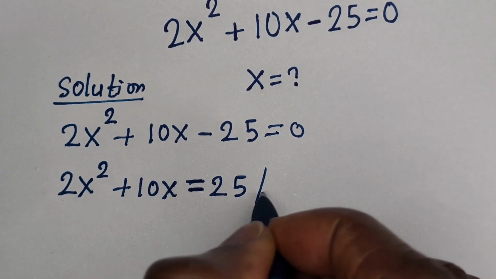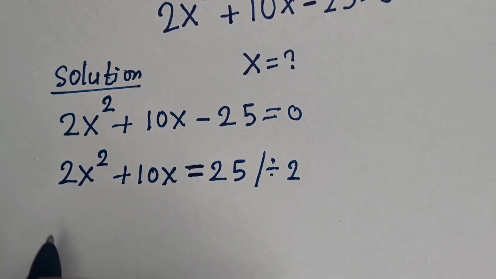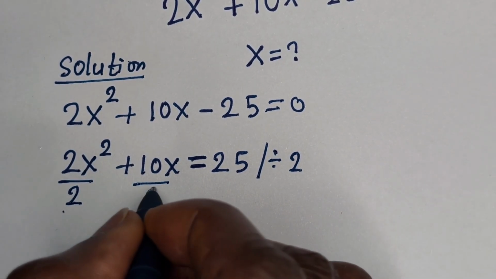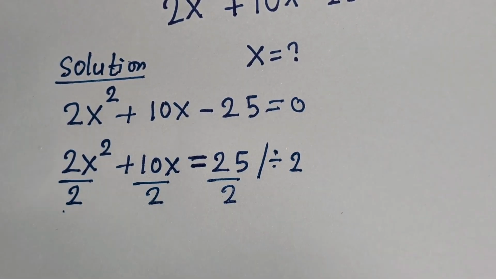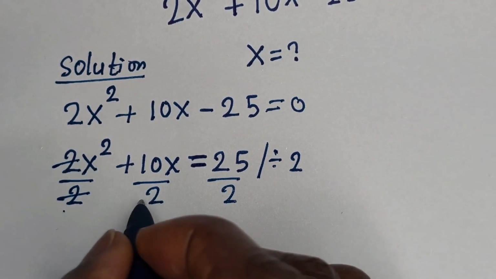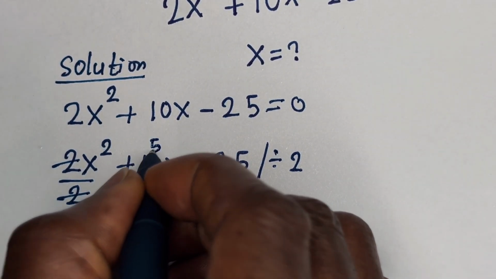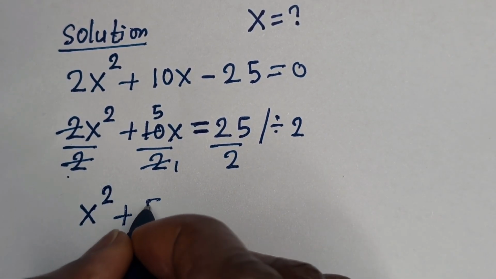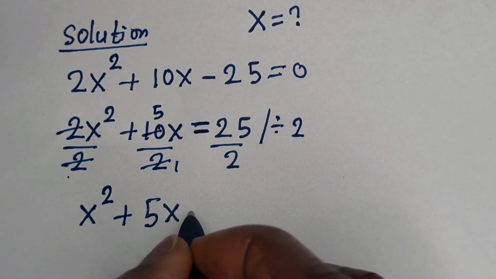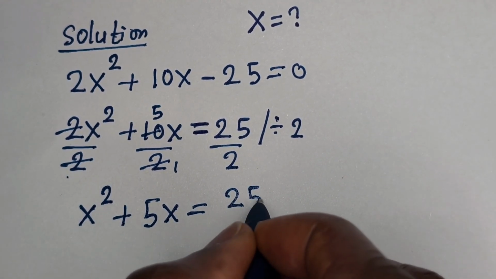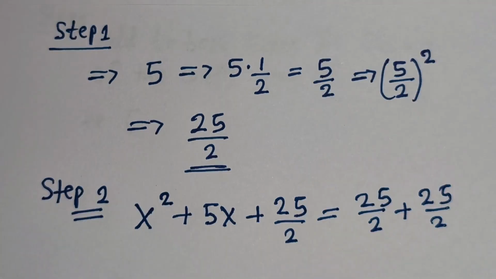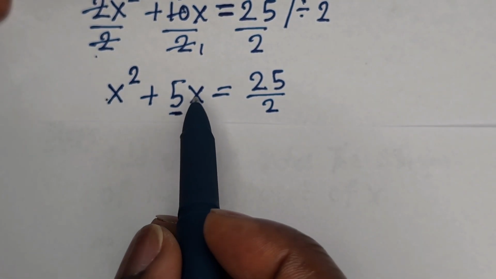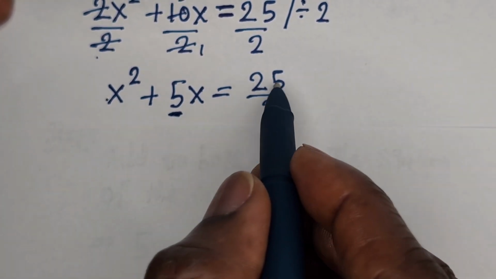Now, let's divide the whole of this equation by 2. Then we have this divided by 2, and this divided by 2, and this divided by 2. These two cancel these two. 2 here 1, 2 here 5. This is x squared plus 5x is equal to 25 over 2. Now here we have the coefficient of x squared, which is 1. The coefficient of x is this 5 and the constant is 25 over 2.